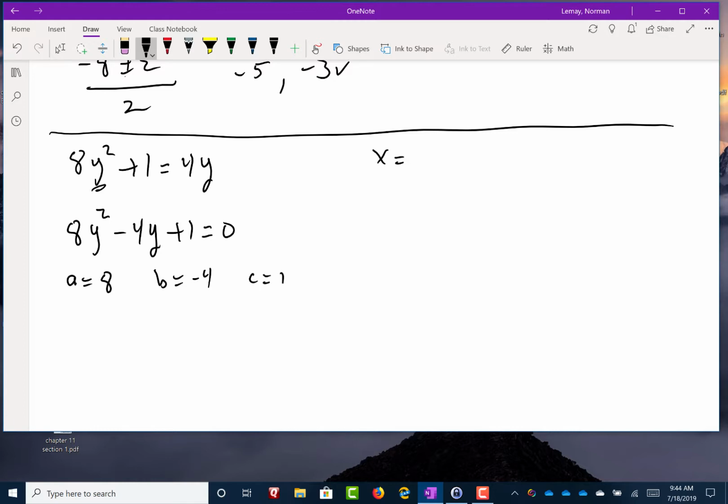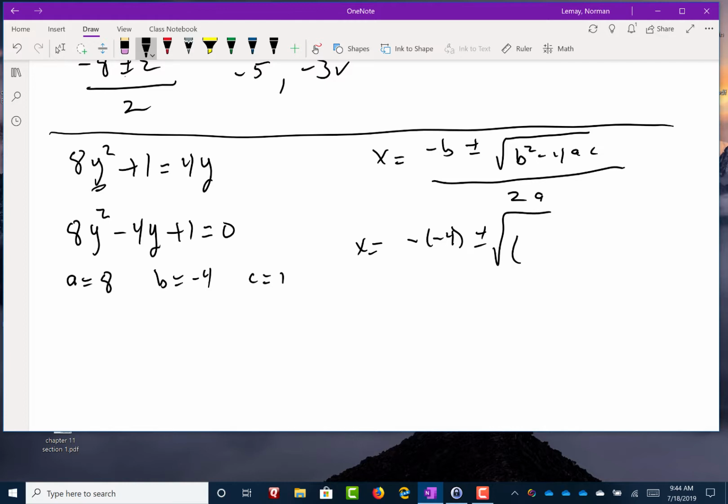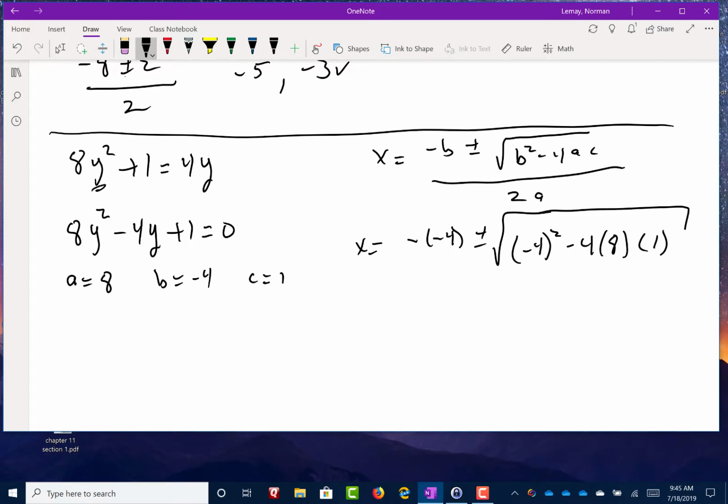So let's recall the quadratic formula is negative b plus or minus the square root of b squared minus 4ac, and all of that's divided by 2a. So again, we make the substitution, so minus a negative 4, plus or minus the square root, so negative 4 squared minus 4 times a times c. All this is divided by 2a.